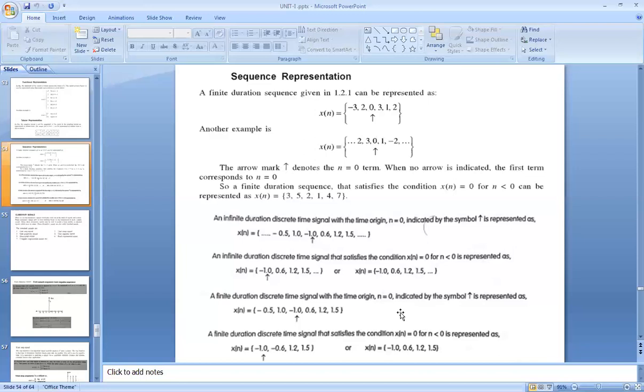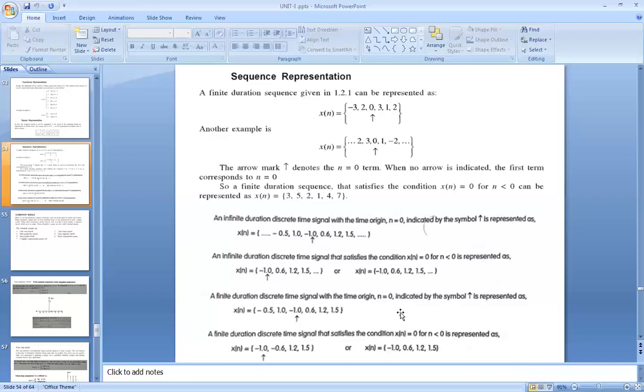Now, whenever you are going to represent a discrete time sequence of finite as well as infinite duration, the following examples are given for your understanding. Here, the first two examples are related to infinite duration, and the last two examples are given for finite duration. So we understand one by one.